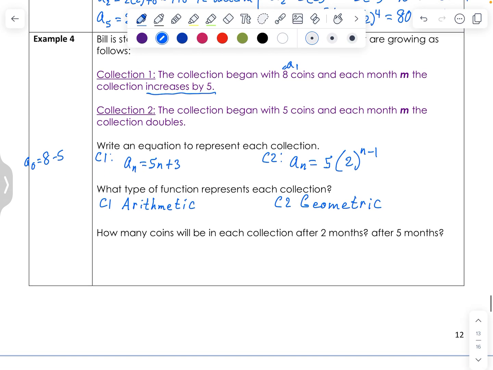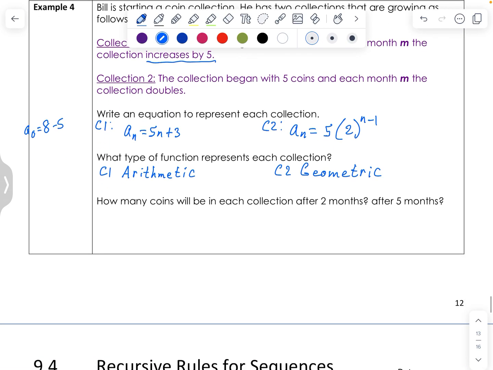And then it says how many coins will be in each collection after 2 months and after 5 months. So very similar to what we just did on that last one. I'm just going to find the a sub 2, the a sub 5 for each of these. So this would be 5 times 2 plus 3, which ends up being 13 coins. This one would be 5 times 5 plus 3, which is 28 coins.